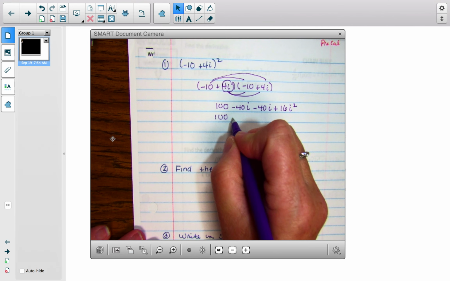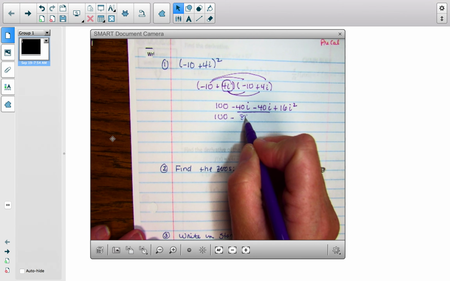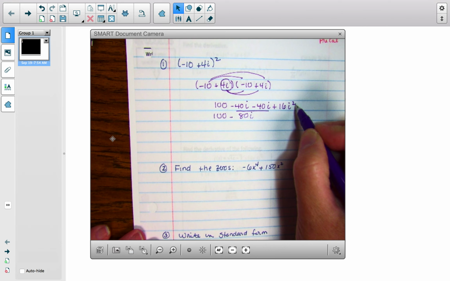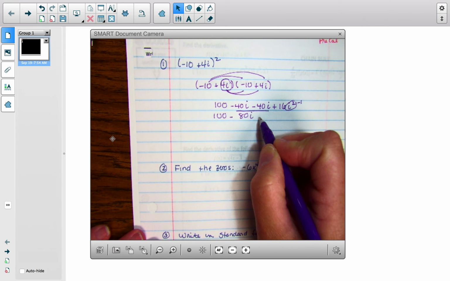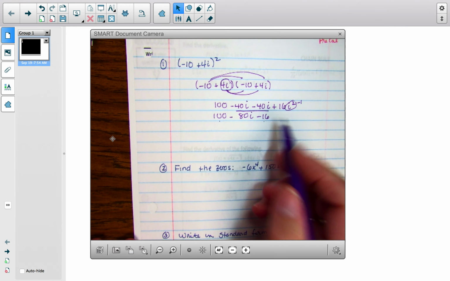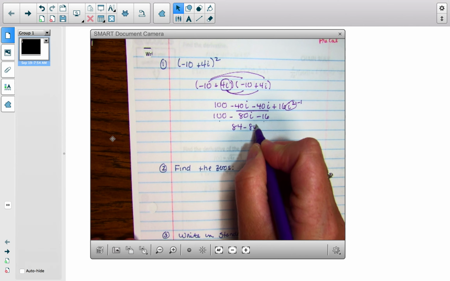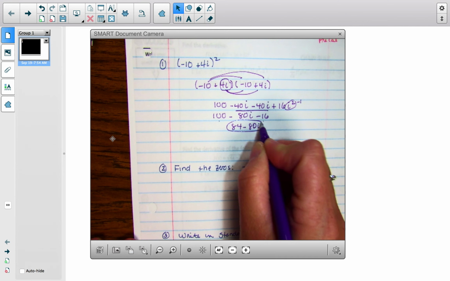So 100, negative 40 minus 40 is negative 80i. Remember, i squared is negative 1, so that's negative 16. And then you can combine the 100 and the 16 to get 84. And then just bring the 80i down, and there's your answer.